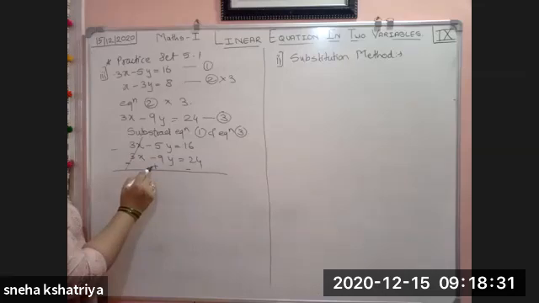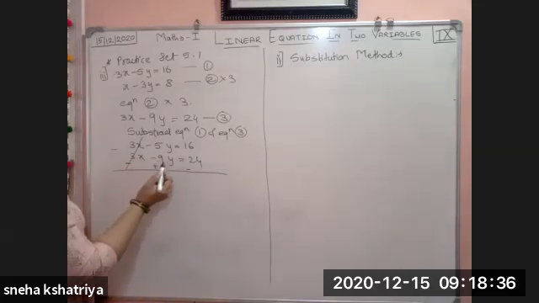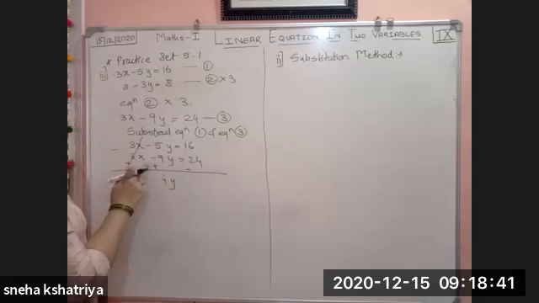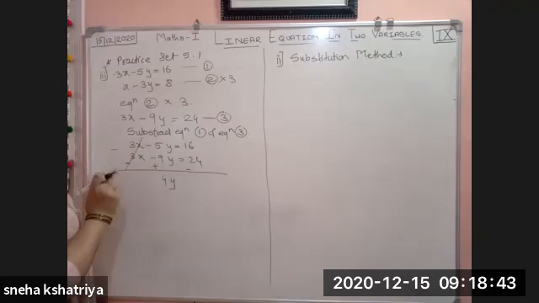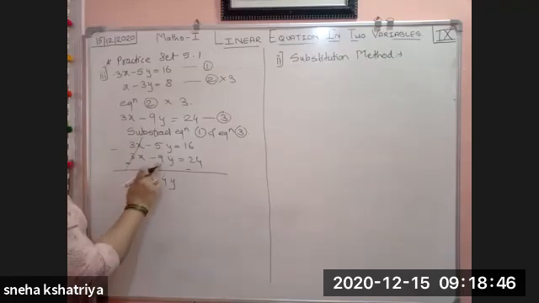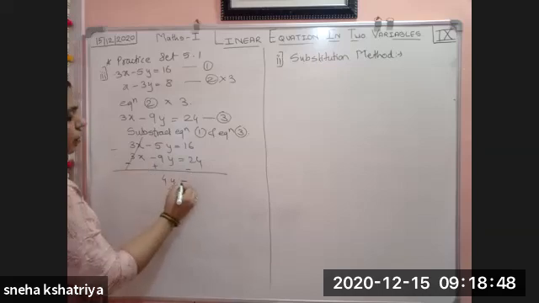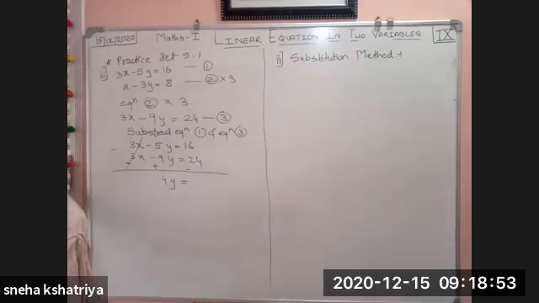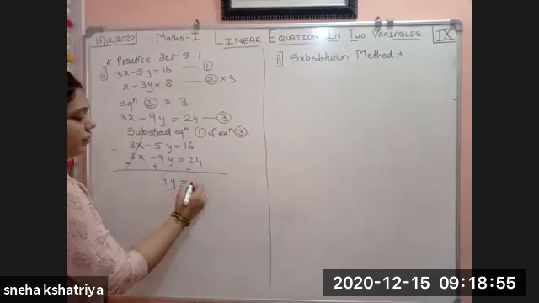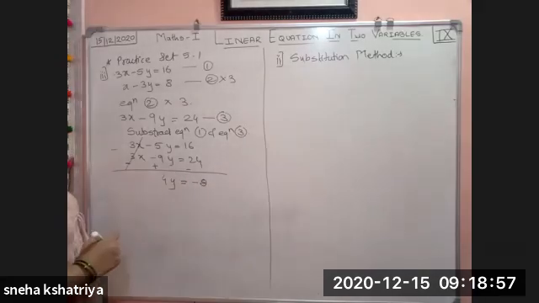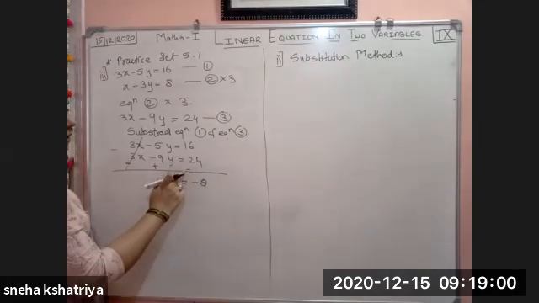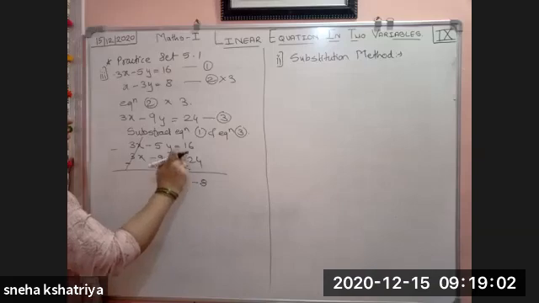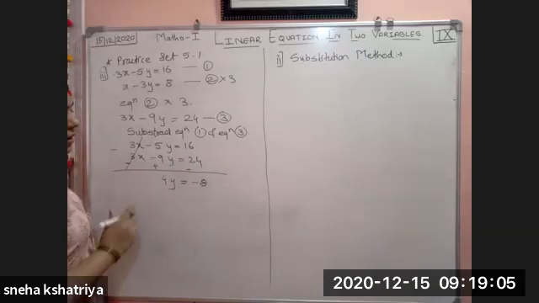In minus and plus, whichever is the greater number, that sign will come. See here, plus 9. 9 minus 5 will become 4y. Greater number minus smaller number, 9 minus 5, it will become 4, which is equal to 16 minus 24. I guess its value is minus 8. Greater number sign, minus sign, and subtraction. 16 minus 24, so it becomes minus 8.